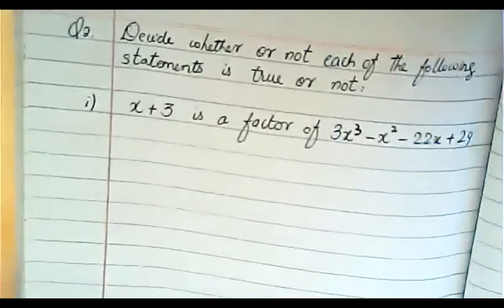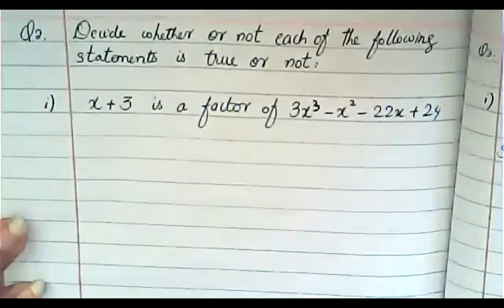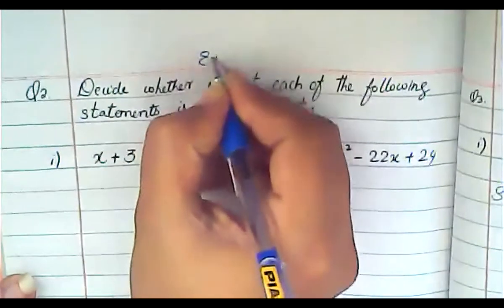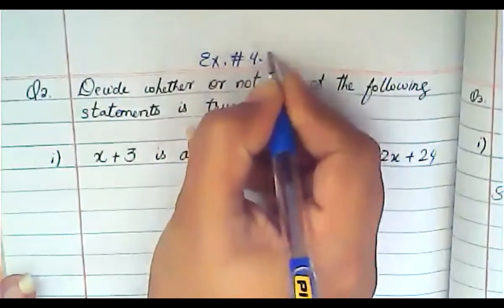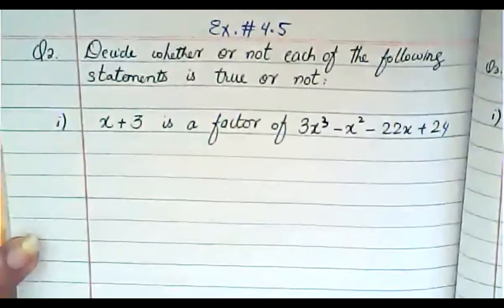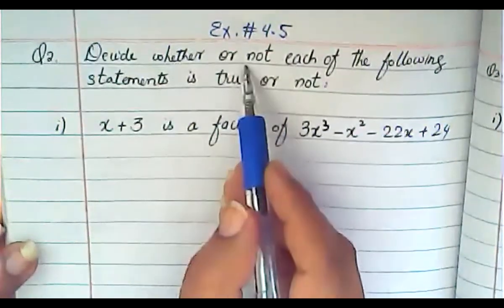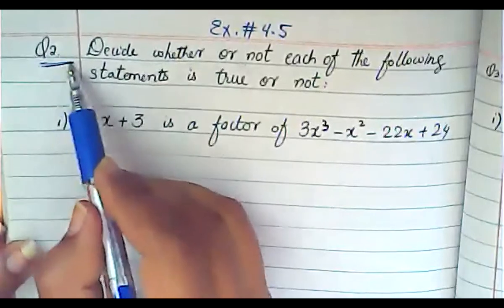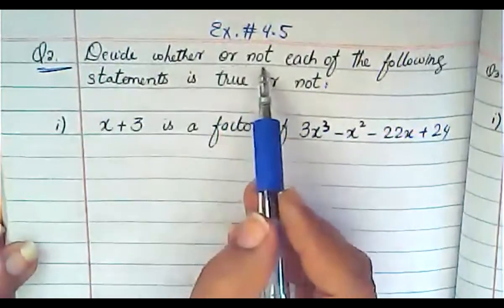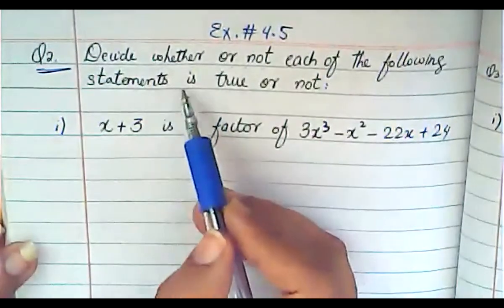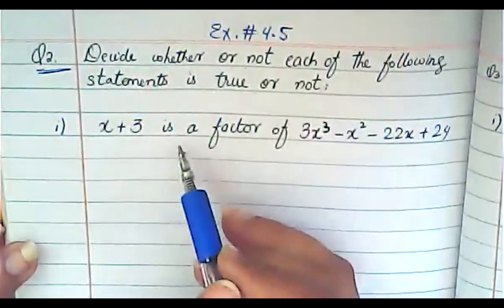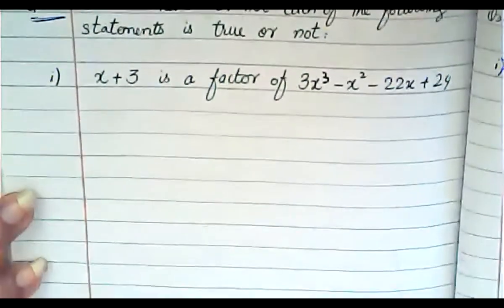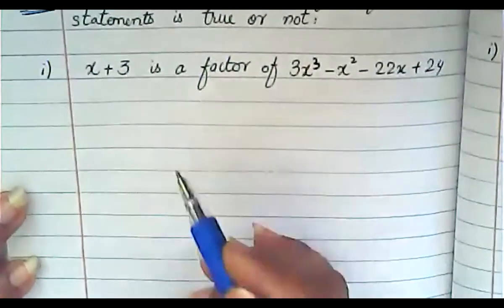What is this one? Look here. Again from the same exercise, which is exercise number 4.5. Now what is the question? Decide whether or not, question number 2. Okay, this is your question number 2. Decide whether or not each of the following statements is true. It means you have to decide whether the given statement is true or false, right? Now what is the statement here?